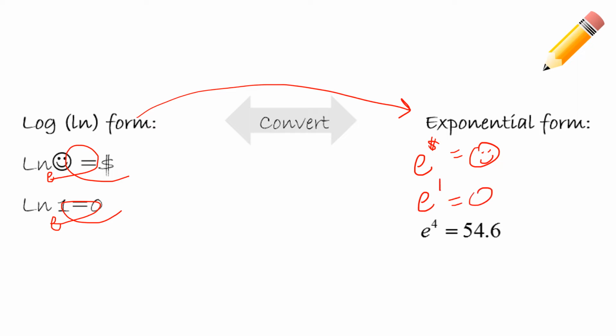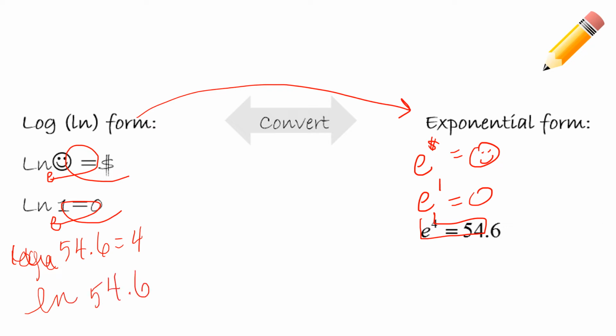And then if we're going from exponential form to logarithmic form, that means that we're going to do the log base thing. So we have log base e of 54.6 is equal to 4, but it's not proper to write log base e. What we want to do is write ln. So ln of 54.6 is equal to 4. So that's if we go from exponential form to logarithmic form with a base of e.